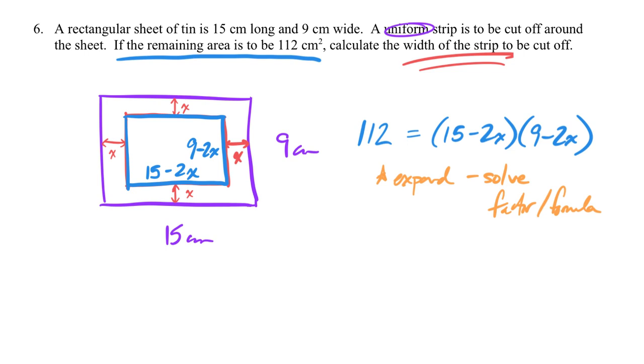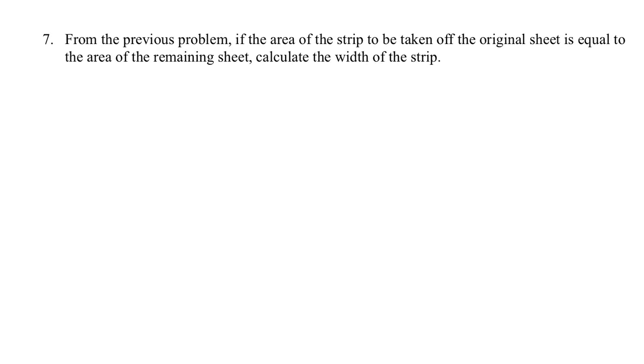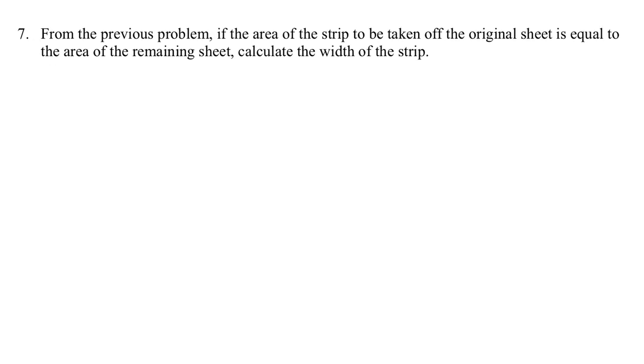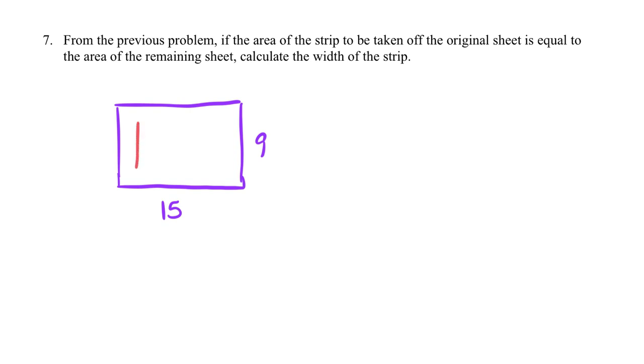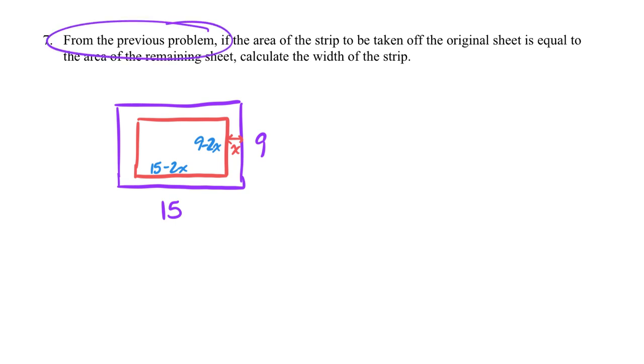Okay, let's jump into one last problem. Problem 7 is our extension from problem 6. So it says from the previous problem, so I'm just going to draw that diagram again. All the way, my original piece, 15 by 9. I cut off an x all the way around. That leaves me with 15 minus 2x and 9 minus 2x. Okay, there was the context. That takes care of the from the previous problem.